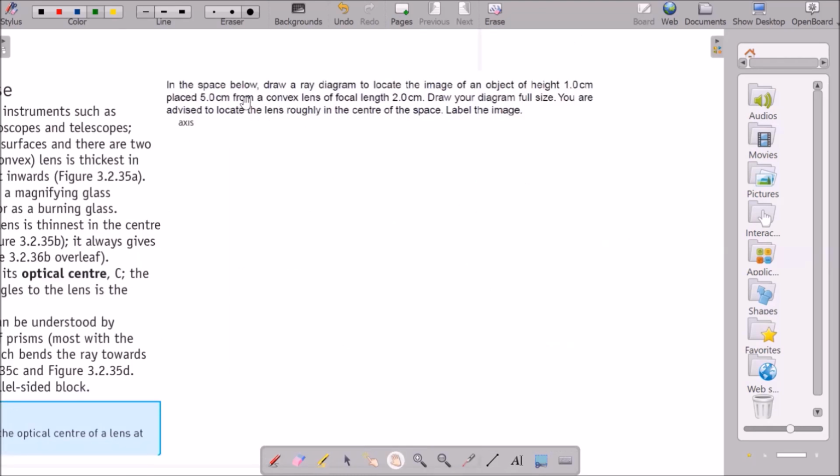Let's look at this question. In the space below, draw a ray diagram to locate the image of an object of height 1 centimeter placed 5 centimeters from a convex lens of focal length 2 centimeters. Draw your diagram full size. You are advised to locate the lens roughly in the center of the space.